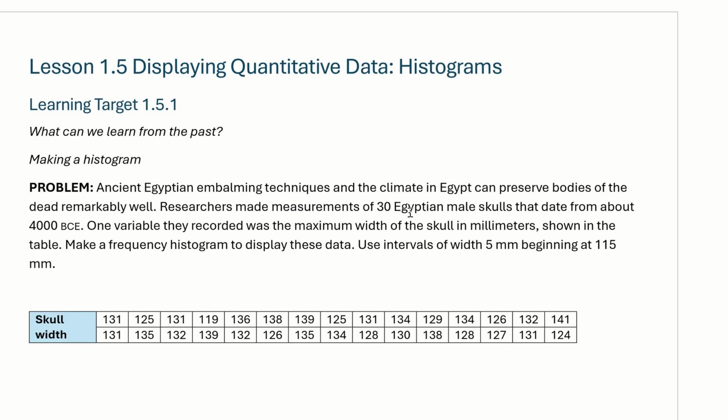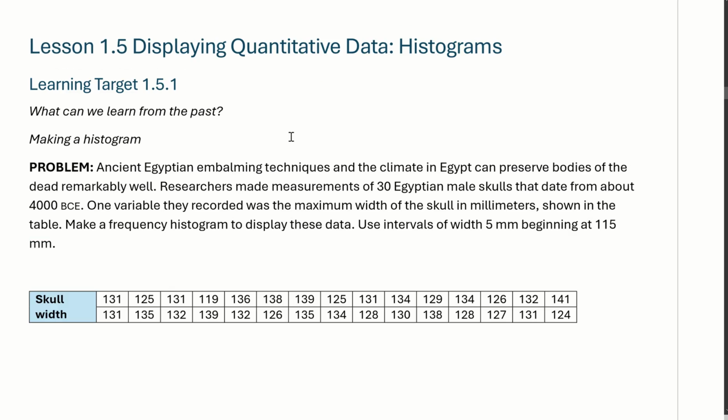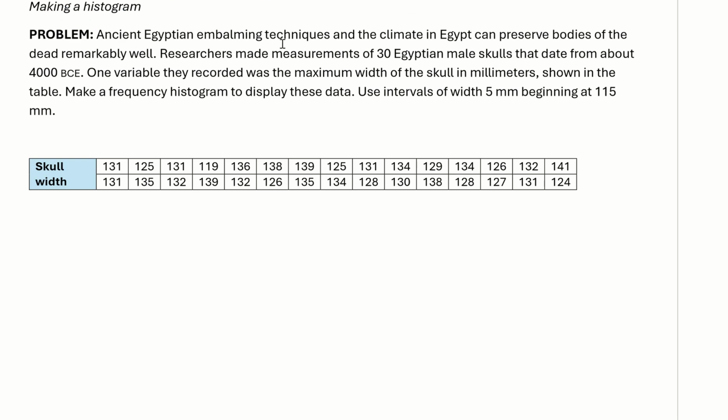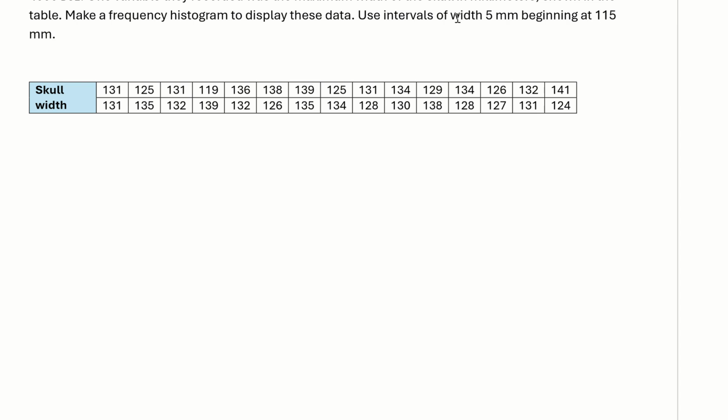Okay, so let's look at lesson five, the histogram. We still got a lot to cover in this review guide. So what can we learn from the past making a histogram? Ancient Egyptian embalming techniques can preserve bodies remarkably well. So we got some data on measurements of 30 Egyptian skulls. Make a frequency histogram to display this data. Use intervals of width 5, beginning at 115 millimeters.